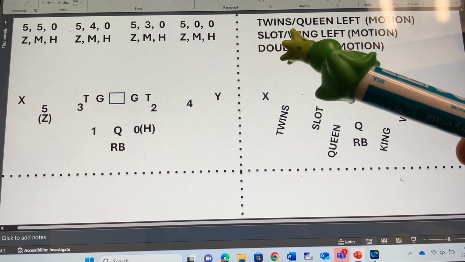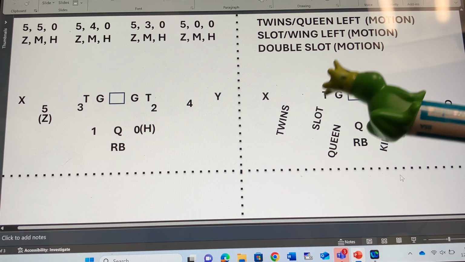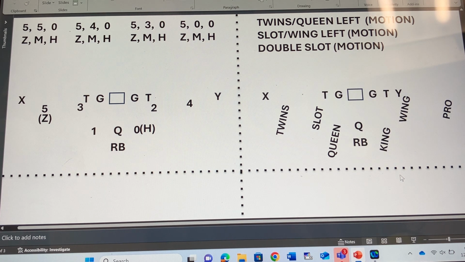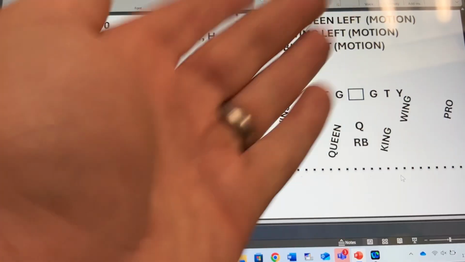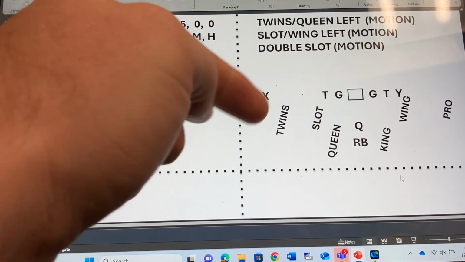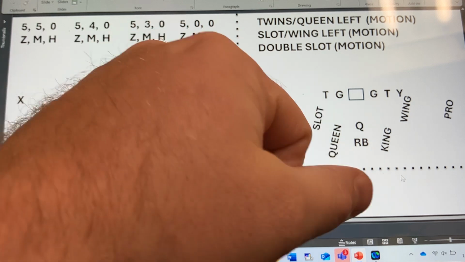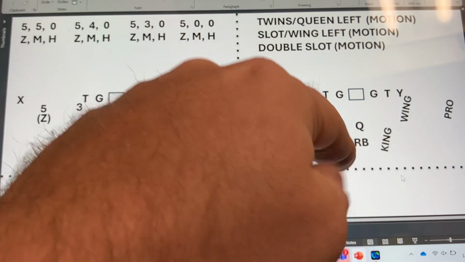If I wanted double slot, right or left, depending on which way you want to do it, that would put the Z and the H at the slot position opposite the tight end. And you can see how I named it other than. Now, the one thing to remember about this one is that it flips with the tight end. So wherever the tight end is, that's the wing pro side. Whatever the twins side is and slot side is, that's the twins slot side. Same thing with king and queen.